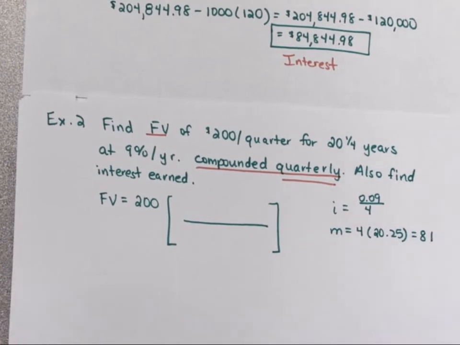Okay, so this is going to be 81. Think of it like this. If you had 20 years, it would be 4 times 20 or 80 payments, right? But then you had one extra quarter, so one extra payment. Okay. So let's plug in everything.